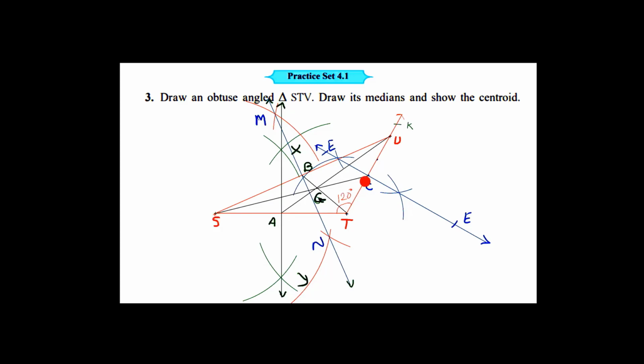Segment SC, segment TB and segment UA are the medians of the triangle STU and they intersect at one point. We give the name point G. Point G is the centroid of the triangle.